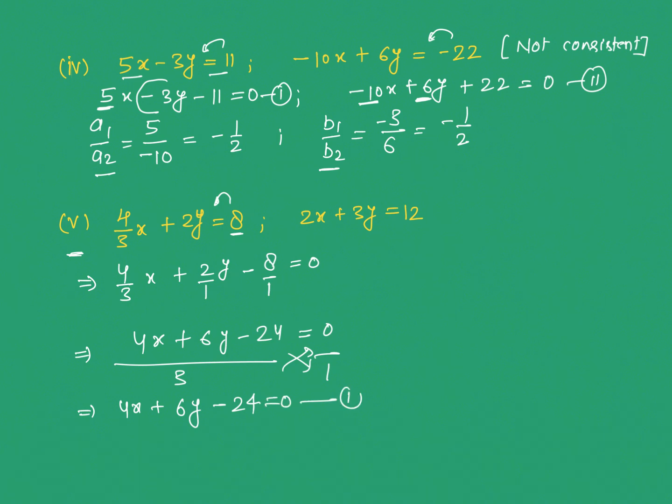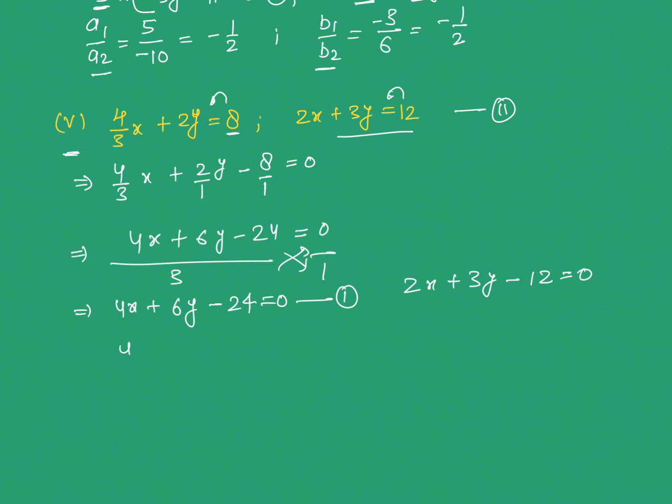So this is your first equation. And your second equation is this, right? This is your second equation. Let me write it again. 2x plus 3y, and 12 goes to the left side. It will become minus 12 equals 0. And then if we calculate a1 by a2, a1 is 4 and a2 is 2, because this equation can be compared with a1x plus b1y plus c1 equals 0, right? We have read it many times. So it will be 2 upon 1.